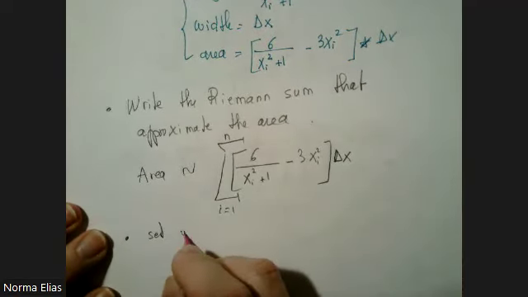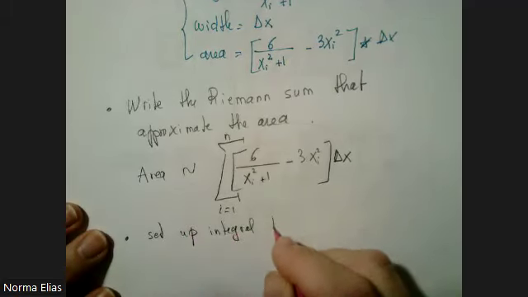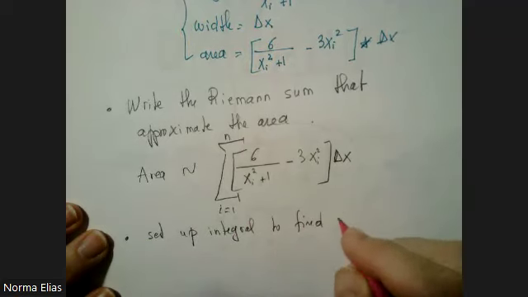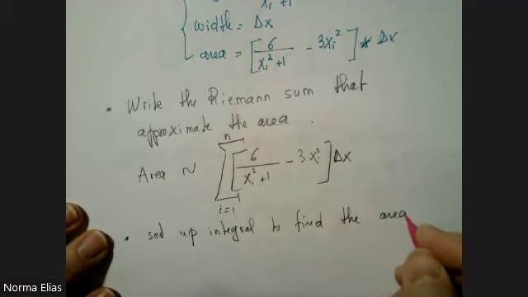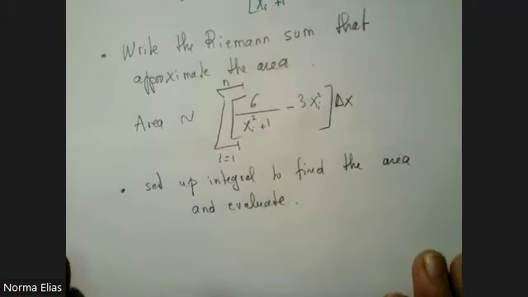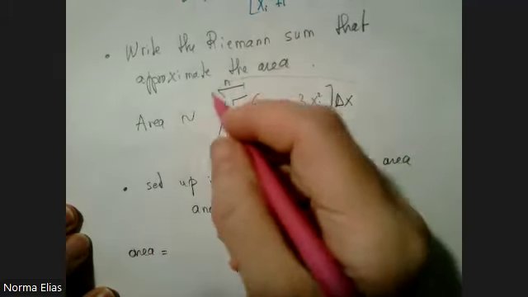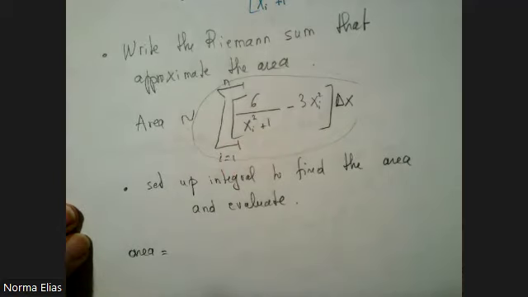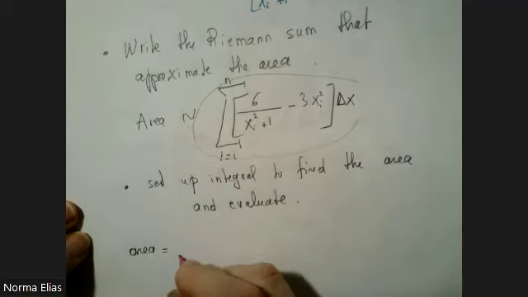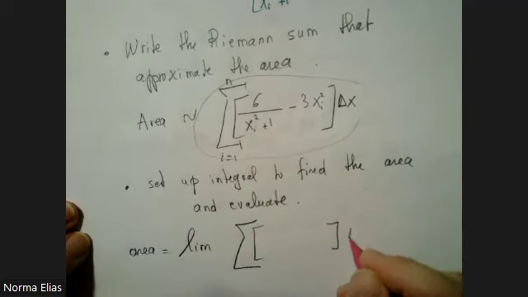The final question is: set up the integral and evaluate to find the area. Okay. So what is the integral? The actual area is what happens to the sum of the areas of the little rectangles when the number of subdivisions becomes very large. It means it's the limit of those when n is large.